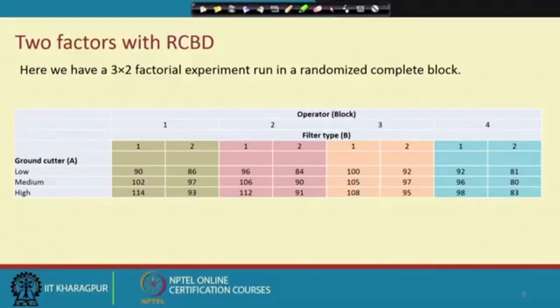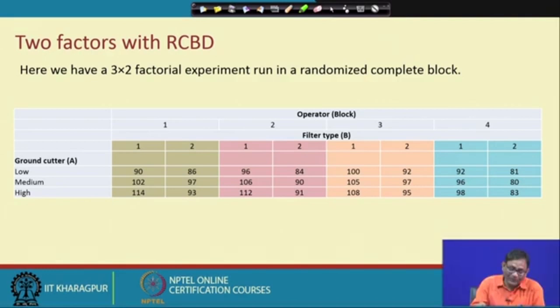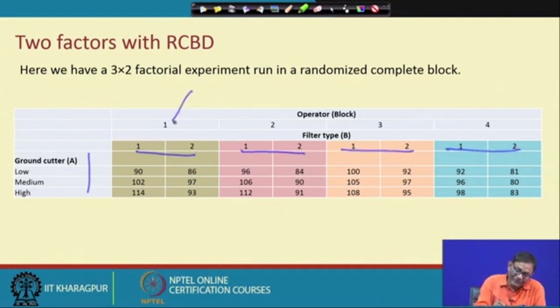Now you can do a two factor factorial design with blocking also. In the example, we keep operator as the block and two different factors, A and B: A is ground clutter and B is filter type, with three labels and two labels respectively. We have the first block for operator 1, the second block for operator 2, the third block for operator 3, and the fourth block for operator 4. So, what are you doing here?